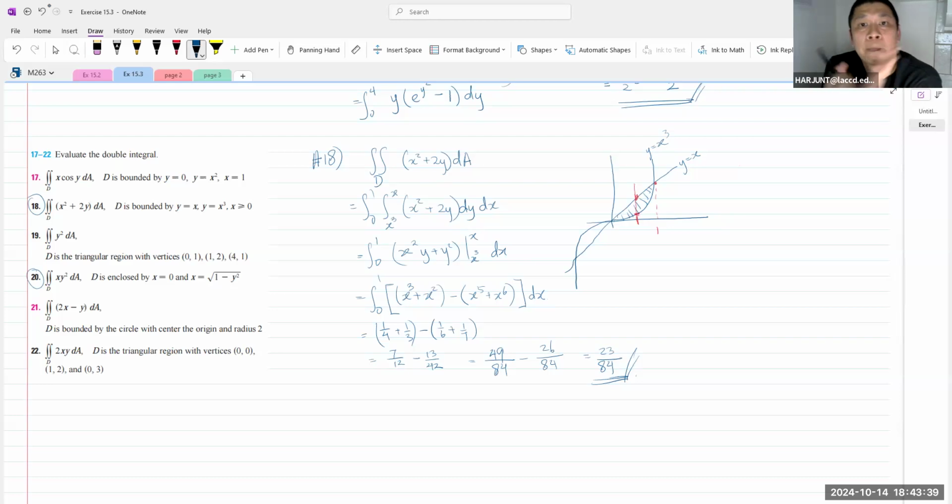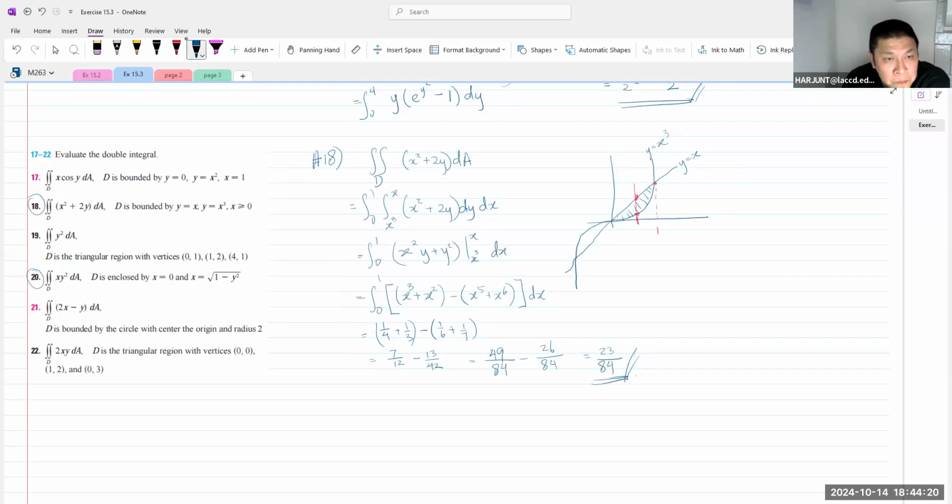Any questions so far? From here on, I hope you see that it's just routine. The difficult part is actually how to set up the integral. That's the hard part. Once you are able to set it up correctly, then the computation is actually just routine. So when you do problems, focus on how to set up the integrals.